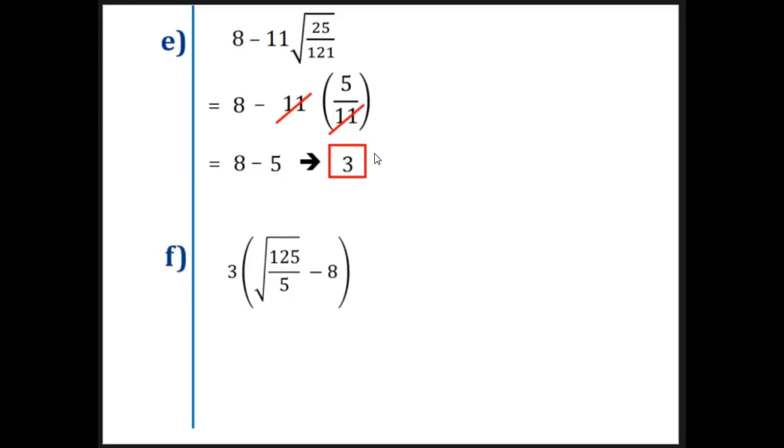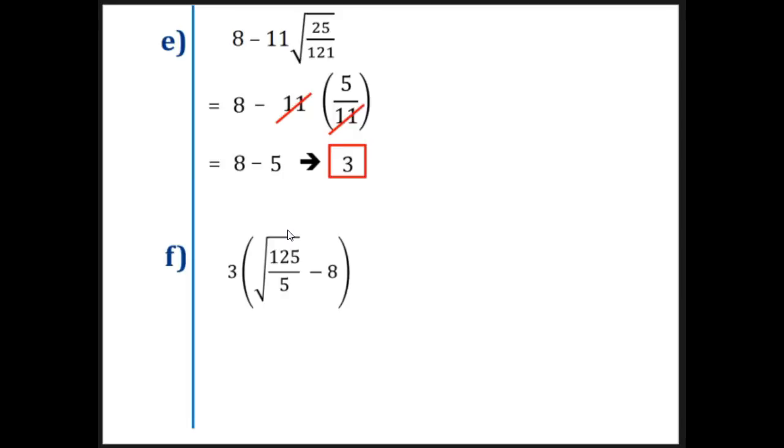All right, here's a new example. This one looks really crazy, but it's not. All we're going to do is solve what's inside the parentheses first, and then multiply it by 3. So is 125 a perfect square? It's not. But I can divide 125 by 5, right?